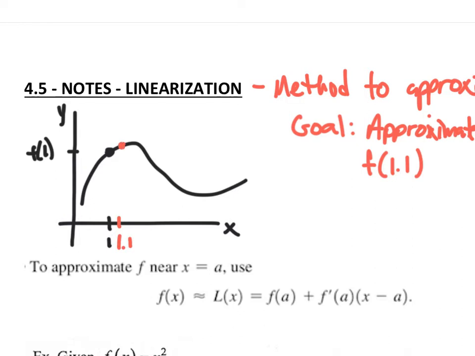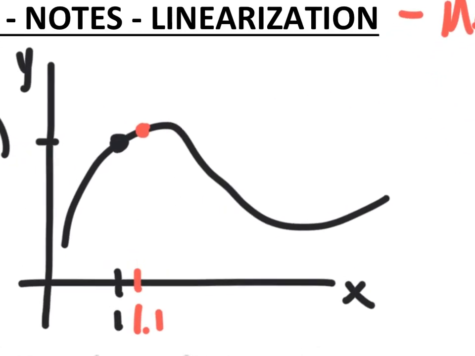Now a method that we've discovered is using tangent lines. So let's say that I drew a tangent line here at the point 1. It's a reasonable tangent line, and this equation is in the form of y equals mx plus b. We're able to calculate values on a line much easier than we are on some arbitrary function.